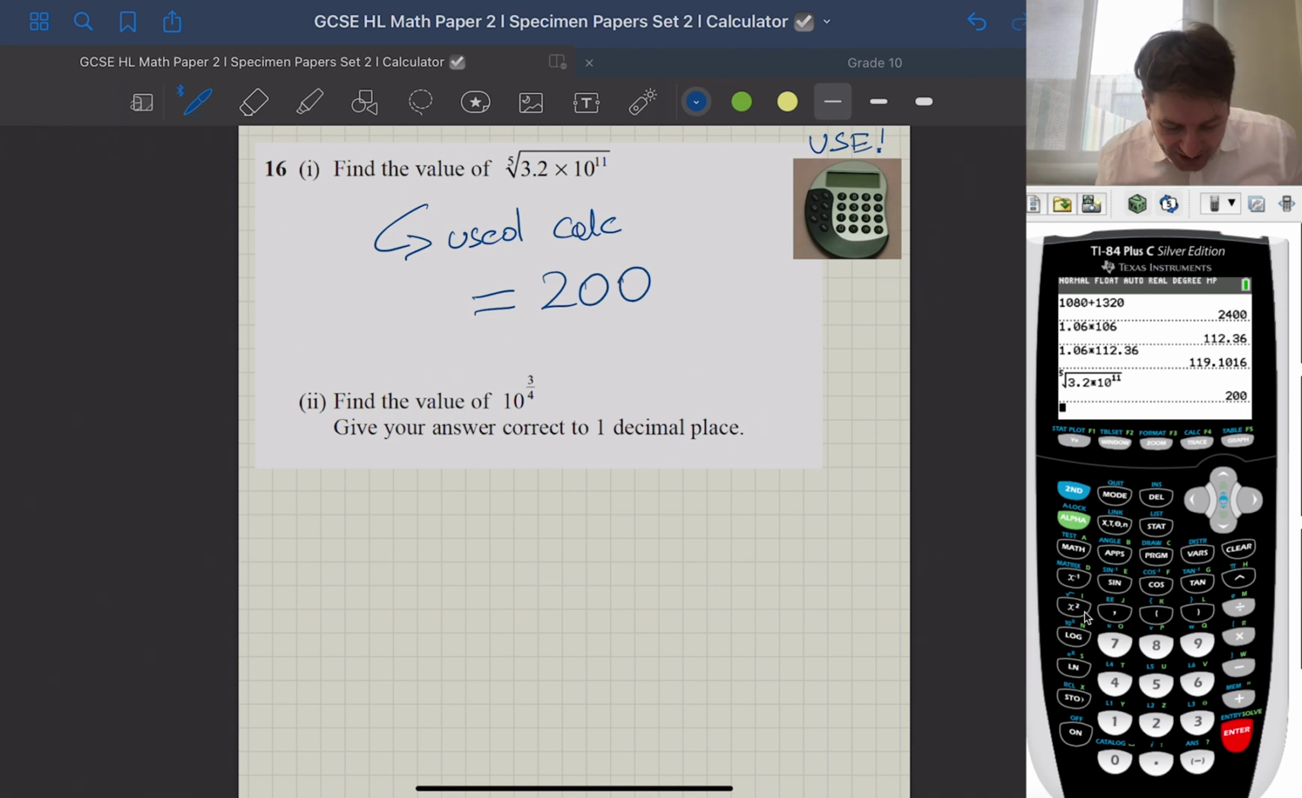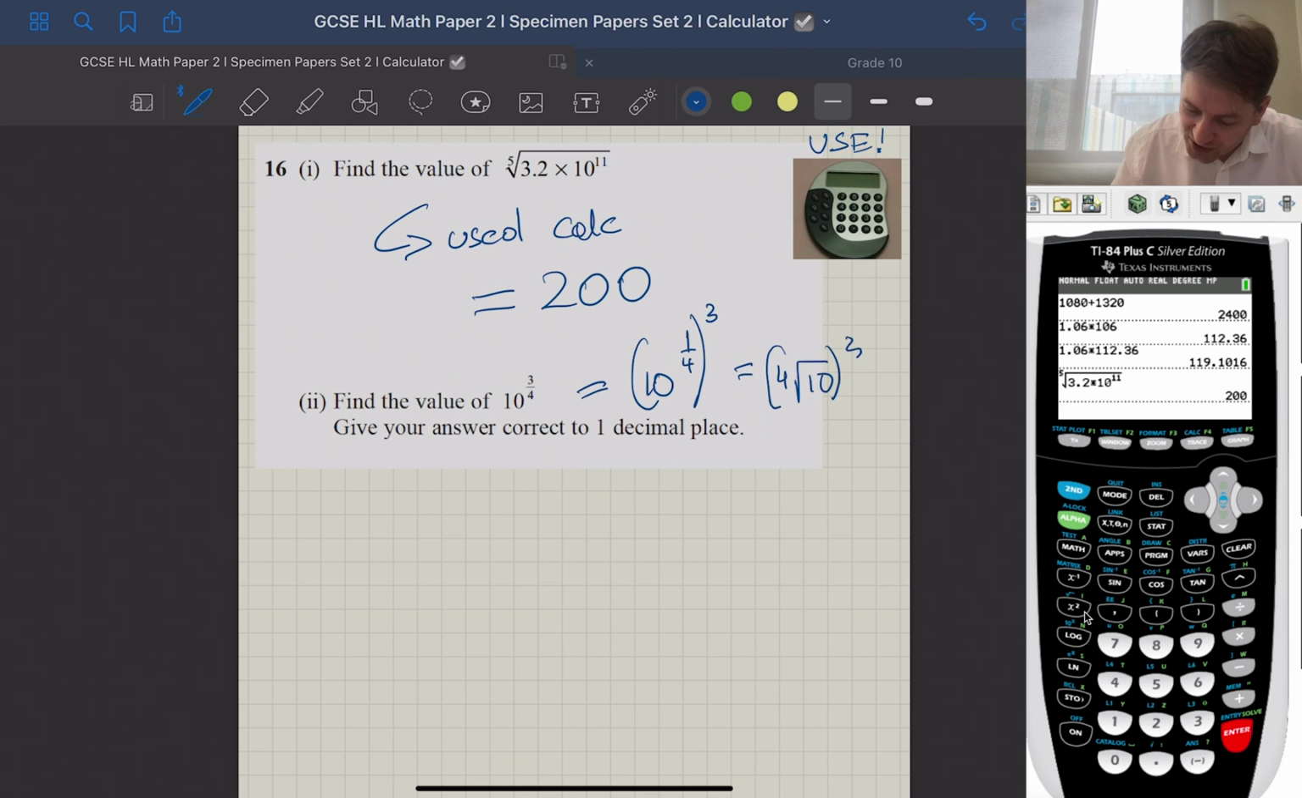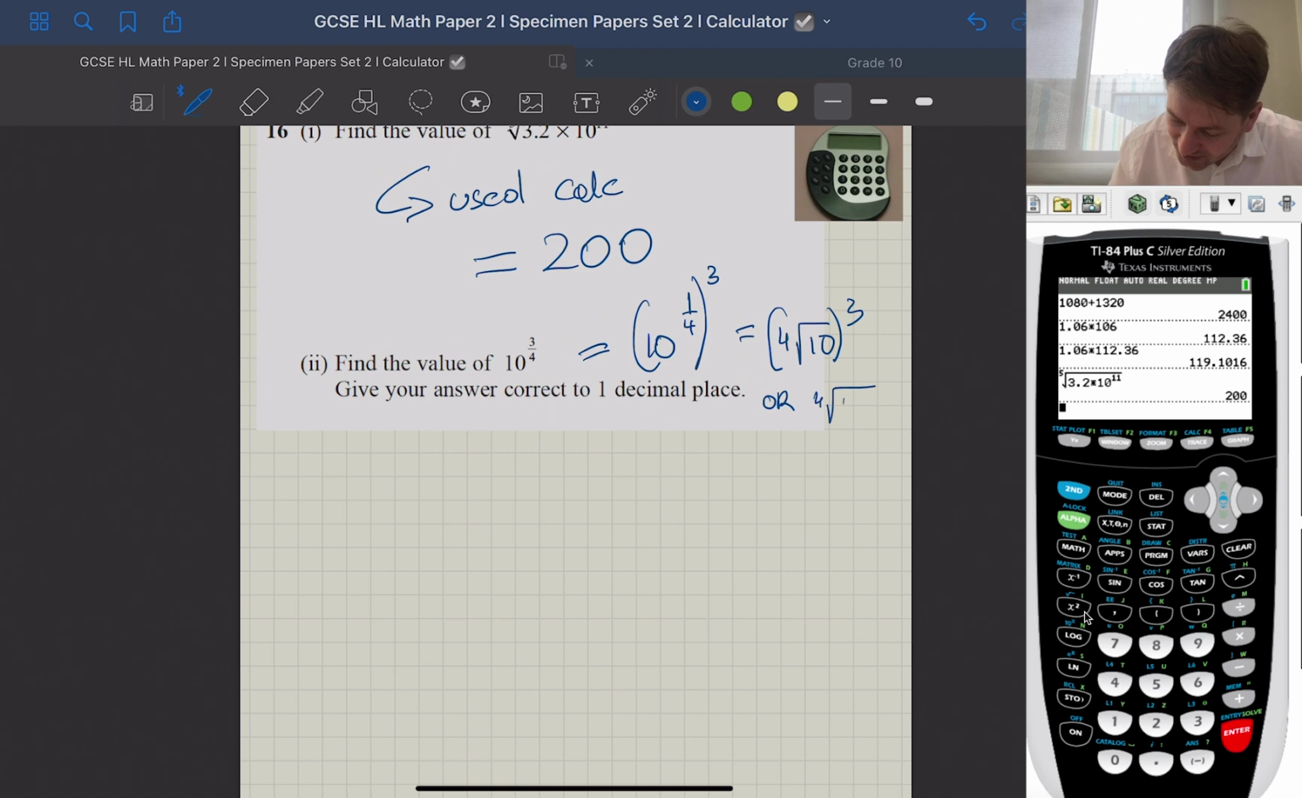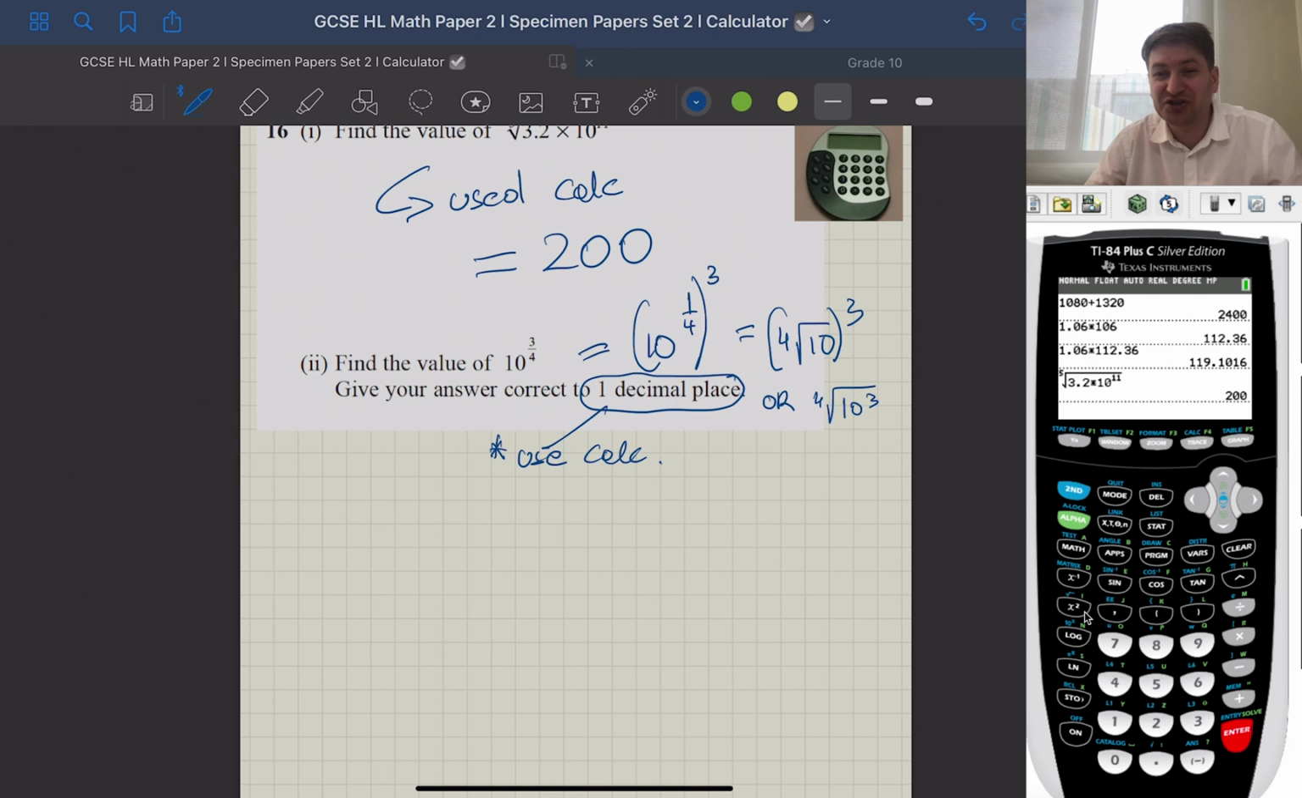Find the value of 10 to the power of 3 over 4. Just so you know, this is the same as 10 to the power of a quarter times 3, which is the 4th root of 10 to the power of 3. Or you could say this is the 4th root of 10 cubed, because it could be different. But anyway, this is something I am going to use a calculator for again, and the biggest hint for that is this over here. This means use calculator, especially if it's a calculator paper, right?